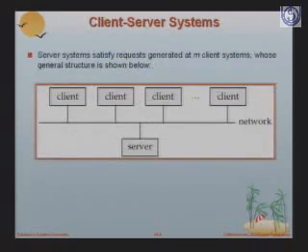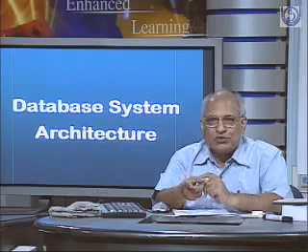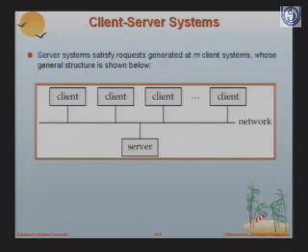Then the networks started coming. You can see from this diagram that your terminal was replaced by a client. So instead of a terminal, it became a PC itself, and this has now become a client-server system, where each client can work on its own because they are attached to a powerful machine, just like a server itself. Multiple clients are there. Each client generates its own request. The server system satisfies requests generated at the client systems, whose general structure is shown below here.